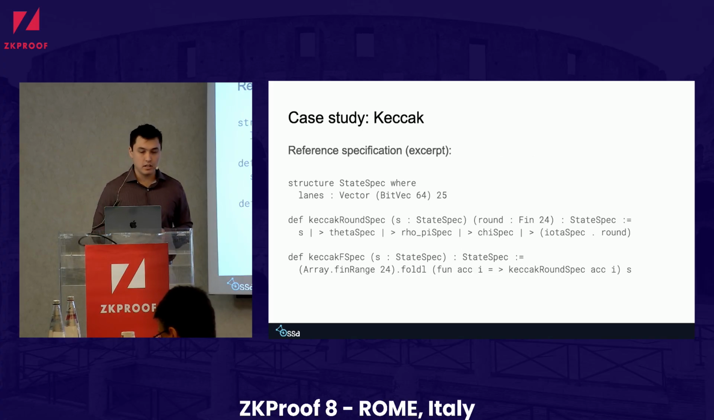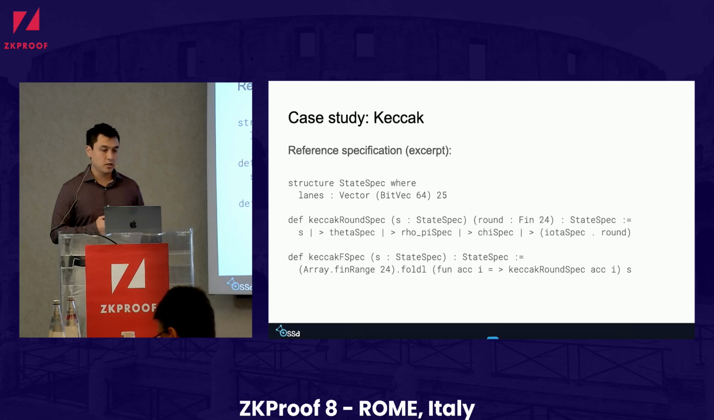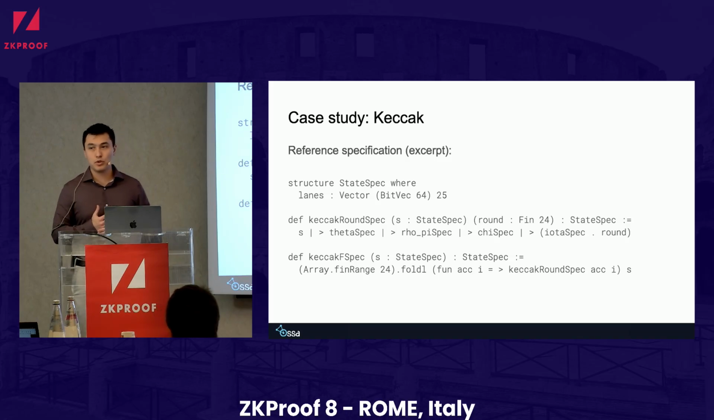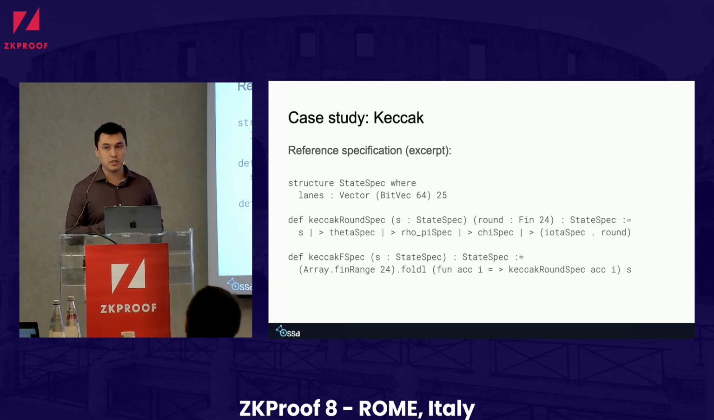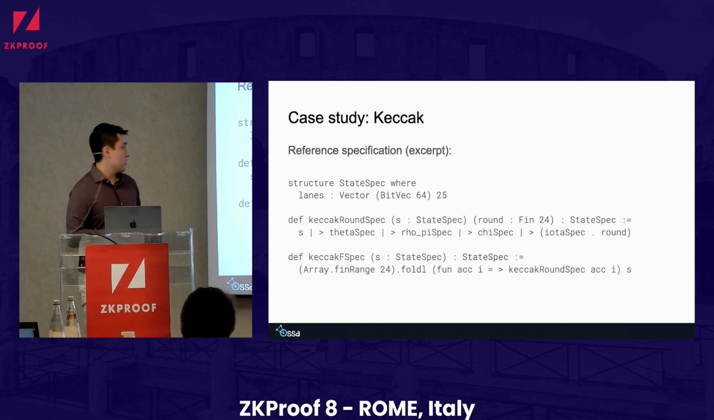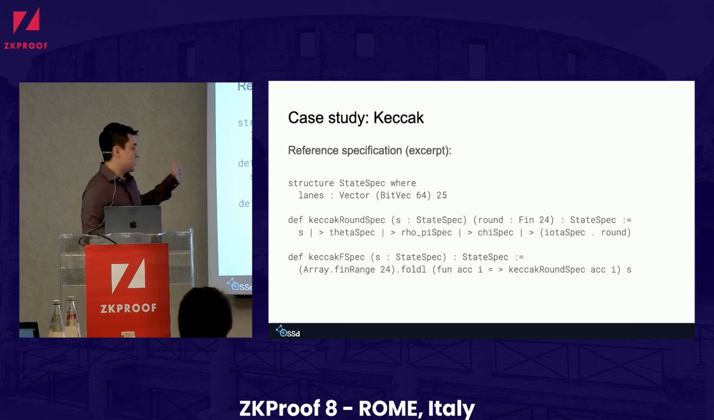So let's look at a case study that we did. We proved a circuit for Keccak. The first thing you need when you want to prove a circuit correct is a reference specification. So this is an excerpt of what Keccak's implementation looks like in Lean. Here's the state of Keccak, and here you can see you have 25 lanes. And notice that these are all 64-bit bit vectors.